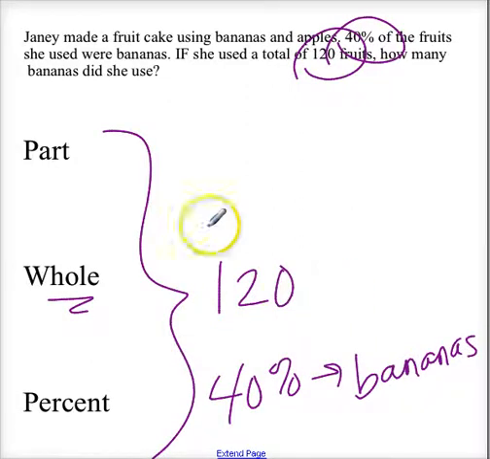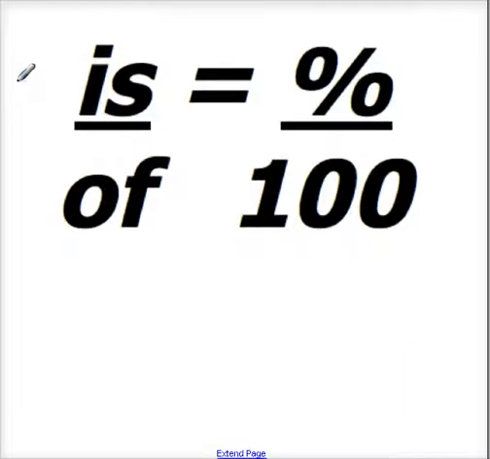Now, in these types of problems, you're always missing one of these three. In this case, we're missing the part. We don't know how many of this 120 pieces of fruit were bananas. We don't know the part. That's what we're trying to find. How many bananas did she use? Well, there's a formula that we can use to solve these percent problems. You're going to want to make sure you write this down in your notes. We're going to be using it lots and lots.